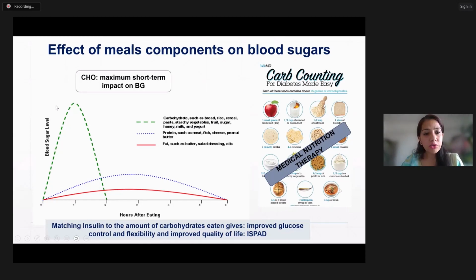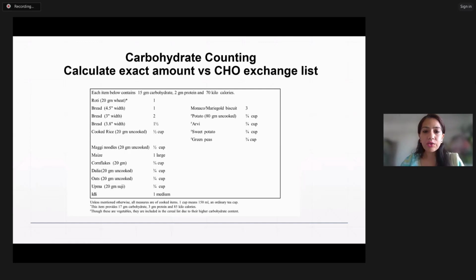So the insulin doses should be matched with the carbohydrates, and that will allow a lot of flexibility to the person. Now, this will be covered in detail later on, so I'm not going to go into too much detail. This is how carbohydrate counting is done. Either we calculate the exact amount of carbohydrates, or we give the person a carbohydrate exchange list through which they can look at it and easily calculate the carbs.